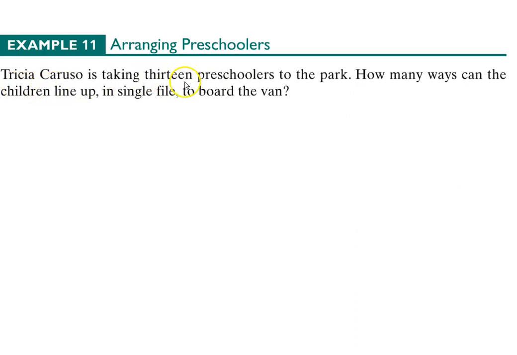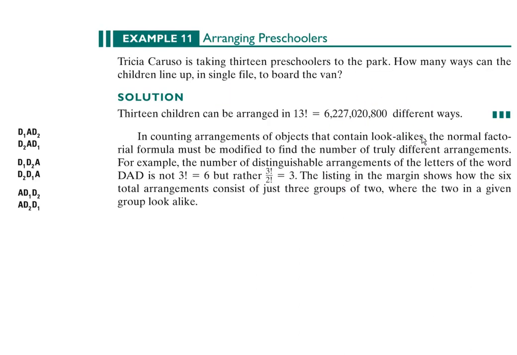Tricia is taking 13 preschoolers to the park. How many ways, if the children line up in single file, to board the van? Well, this is going to be 13 factorial. And it's, wow, 6,227,020,800 different ways. Wow.